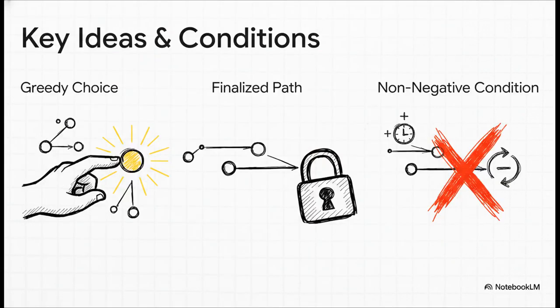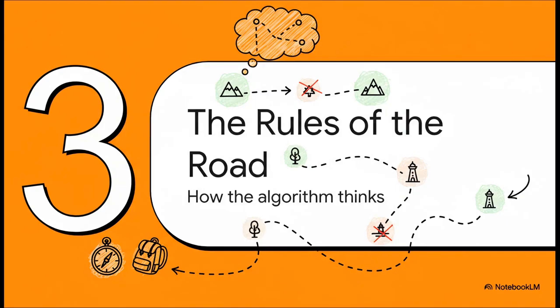Let's break this down. The algorithm is called greedy because it always makes the choice that looks best right now. It always heads to the closest spot it hasn't been to yet. And once it figures out the best way to get somewhere, that's it. It locks it in, no second guessing. But here's the most important rule. It can't handle negative costs. That'd be like taking a road that makes you travel back in time, and well, that just breaks the whole system.